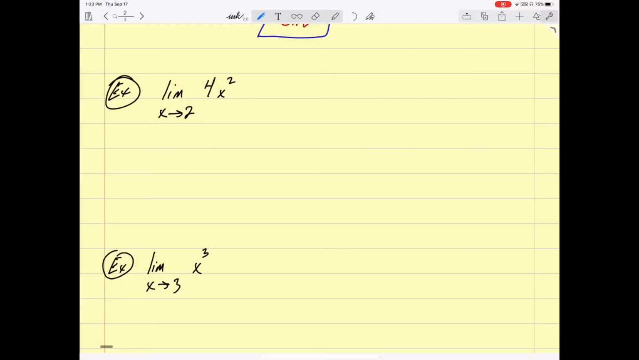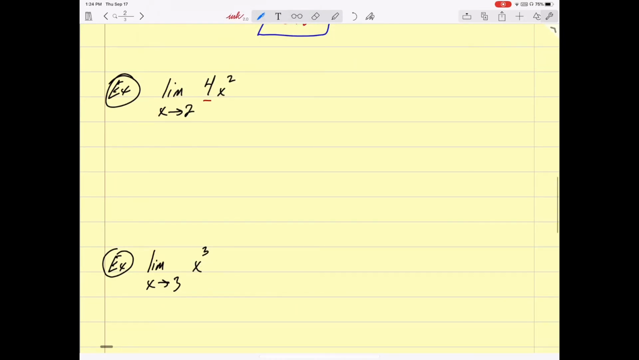Okay, this example is going to be an application of limit law number 3 from the PDF. If you have a constant out front, so this is a 4, you can take that outside of the limit. So you could rewrite this as 4 times the limit as x goes to 2 of x squared. And then you can plug in that 2. So this would be 4 times 2 squared, which would be 4 times 4, or 16. So again, that's limit law number 3.